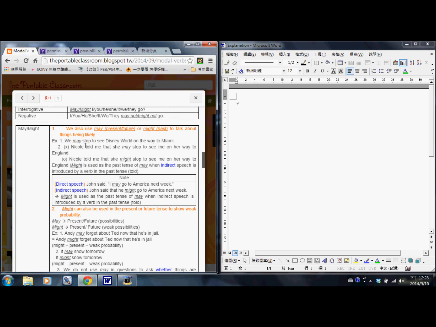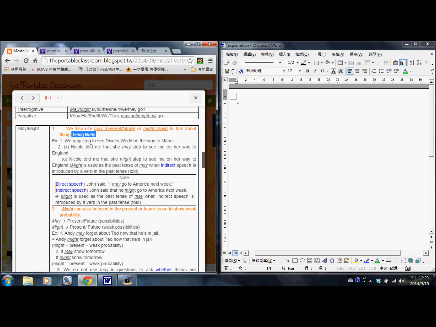Now let's look at how to use them. May and might, number one, we use may in the present or future, or might in the past, to talk about things being likely. Being likely just means being possible. Is it possible or not possible? So let's look at the examples.